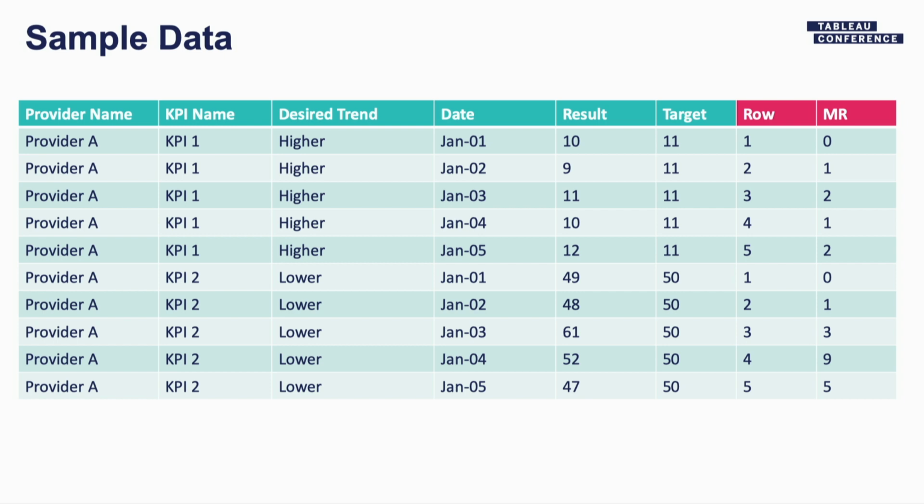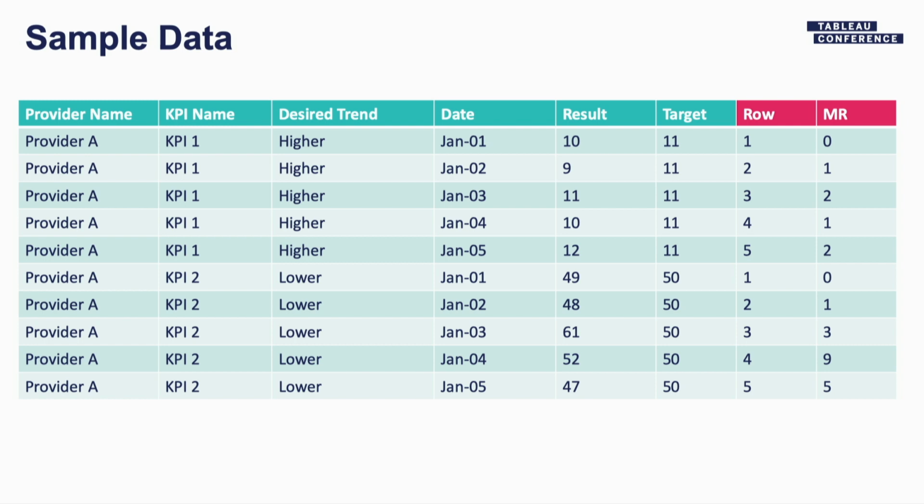So we can see here provider A has two KPIs, KPI 1 and 2. And so the row goes from 1 to 5. And then when we switch to KPI 2, it resets and it starts at 1 again. And this will come in handy later, so we'll come back to that. And then the same goes for moving range.